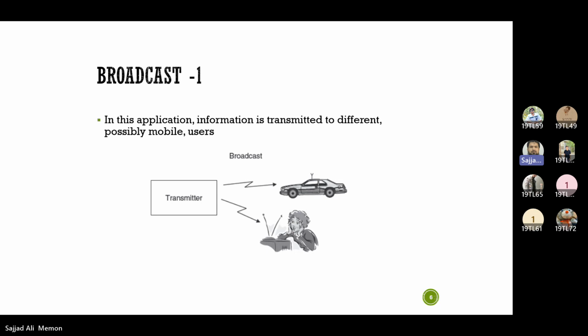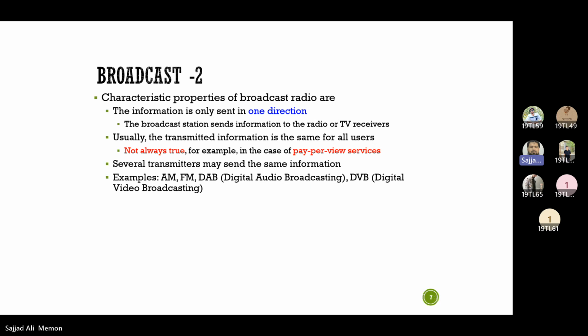So broadcast means something that can be communicated to the masses, like television channels being broadcast through satellite to the masses, where the masses can see. A characteristic property of broadcast radio is that the information is only sent in one direction. Like television channels are broadcast in only one direction: we can watch, but we cannot communicate with the channels.